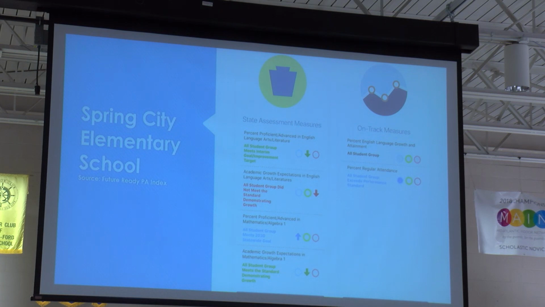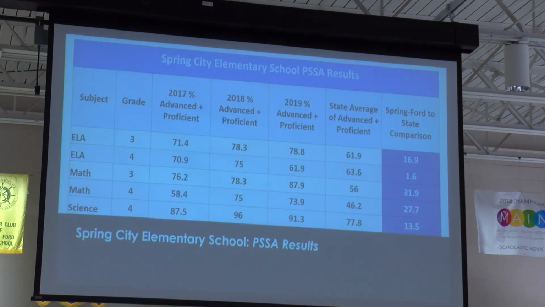Moving to Spring City, again, you will see mostly greens and blues in this, but this is again where we're seeing one of our areas that we need to target, and this is once again our growth target. So it's saying that looking at how we're improving with our student growth in English language arts at Spring City. Even though we do have that one area that we need to focus and target, we are seeing still that Spring City is doing a nice job in comparison to the state, so we're proud of that.